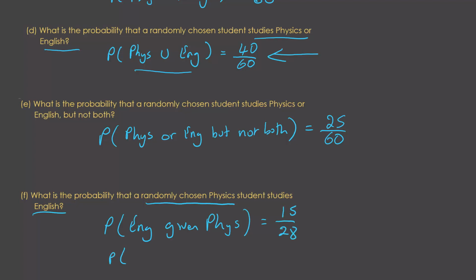And as a notation, and you'll learn this in subsequent years, given is a line like that. So that would mean that they do English, given that they do physics.